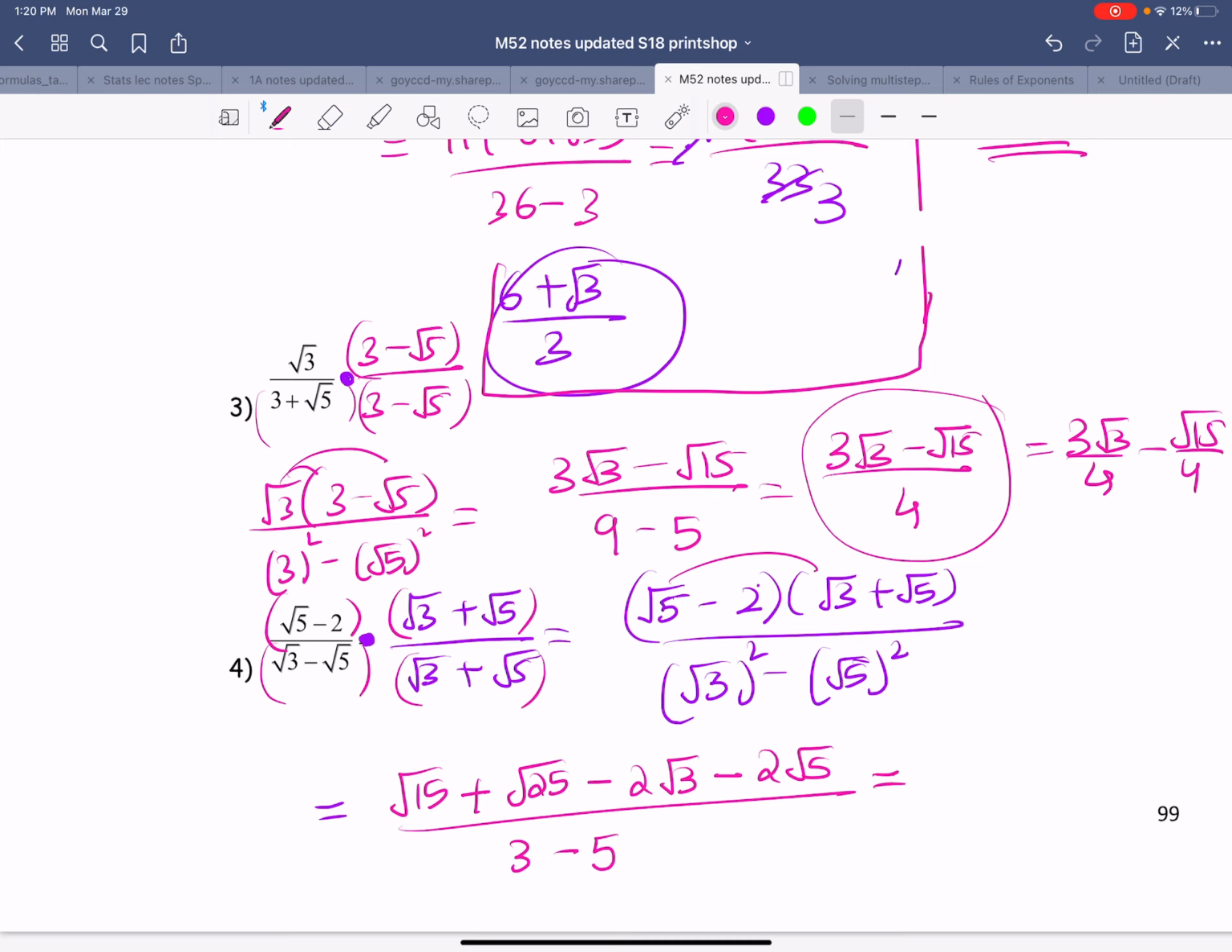So this is root 15, which cannot be simplified anymore, plus 5 minus 2 root 3 minus 2 root 5 divided by 3 minus 5, which is negative 2. So what we can do is put that negative in the front of the fraction, and make it go away from the 2. And that's going to be our final answer and product in this case.